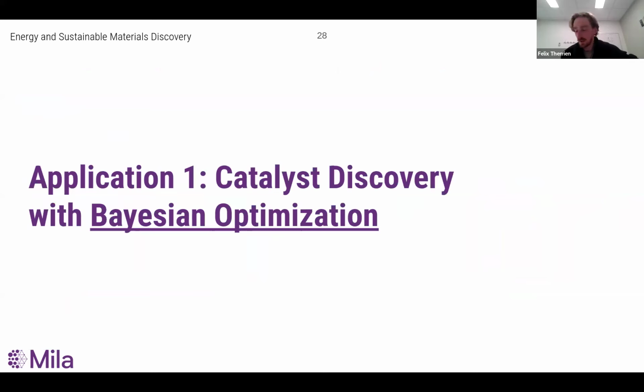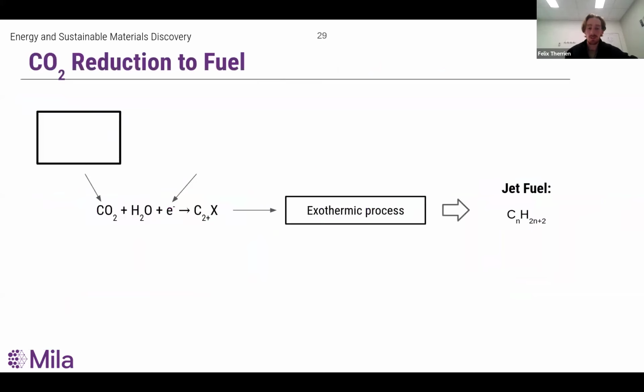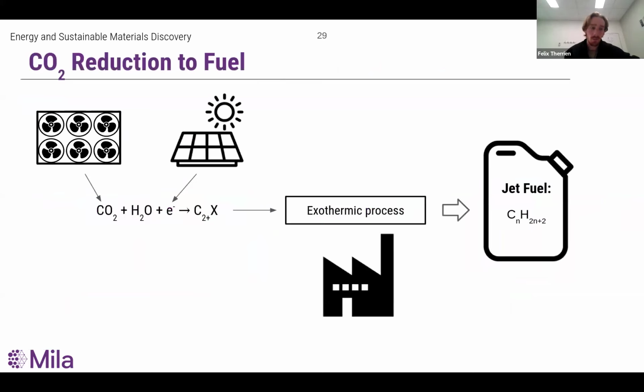Okay, so going on to the first application. Here we're going to do catalyst discovery, and we'll use Bayesian optimization as our generator. So the motivation for this project is to generate fuel and then maybe eventually jet fuel using CO2 from the atmosphere and renewable energy. So you're trying to convert these molecules into any molecule that contains energy.